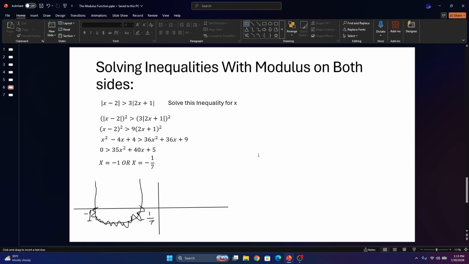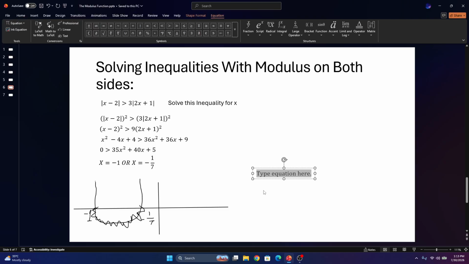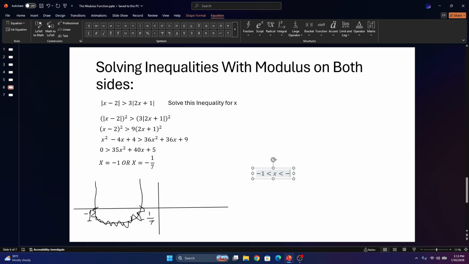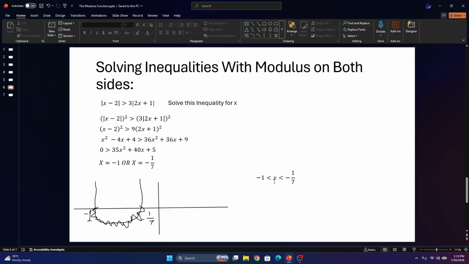We're just going to get a text box right here. Now we know that for this inequality, the x value has to be greater than -1 but less than -1/7. So we are just going to write this inequality right here. -1 is less than x, which is less than -1/7. And here we go, we have solved this inequality for x.